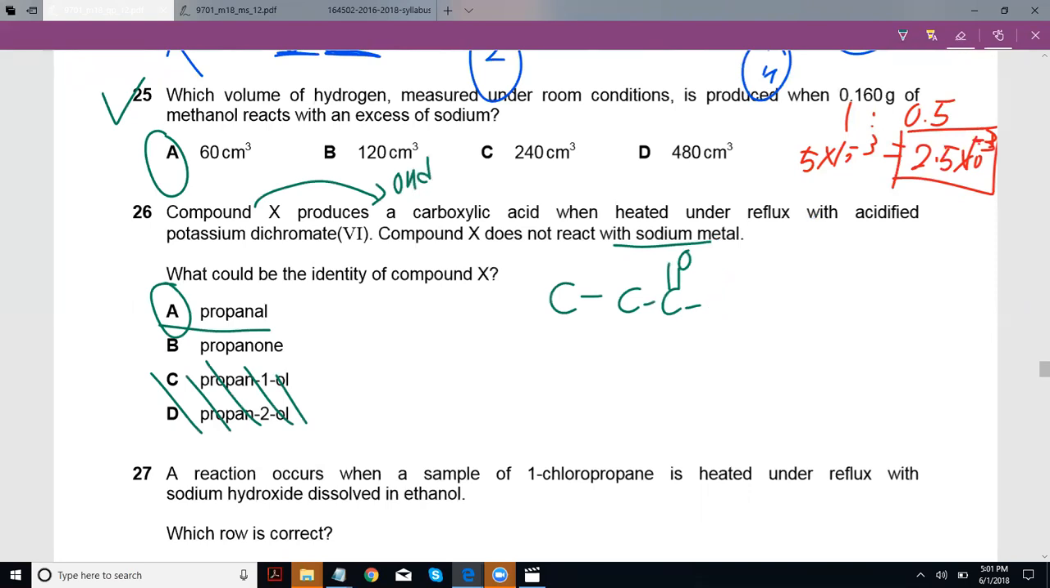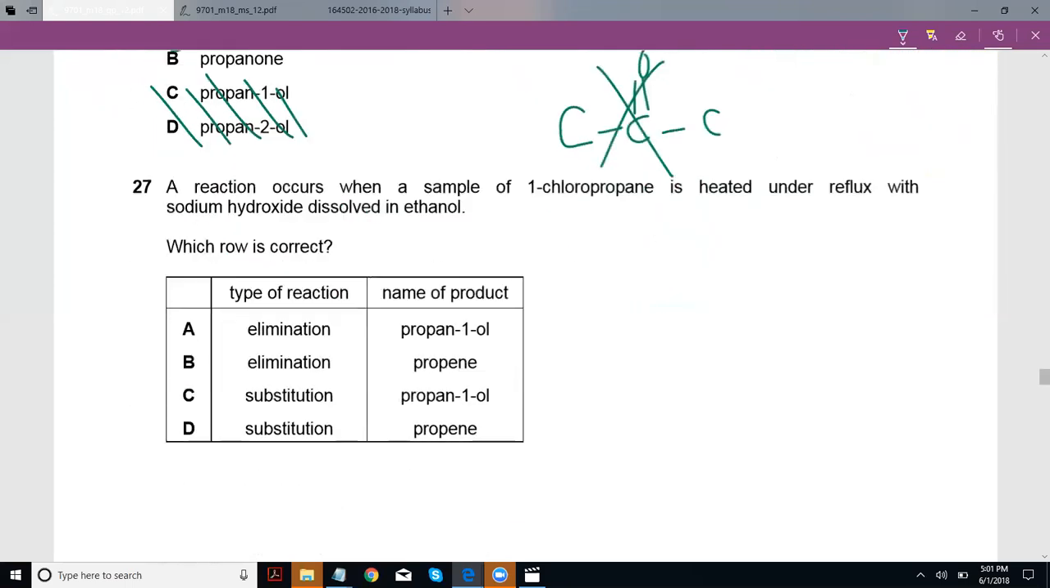Sorry, so this can go to a carboxylic acid, that's fine if you oxidize it. But if you have this, well, this will never go to a carboxylic acid no matter how much you oxidize it. The ketone won't. So, which is why you can just stick to 26A.